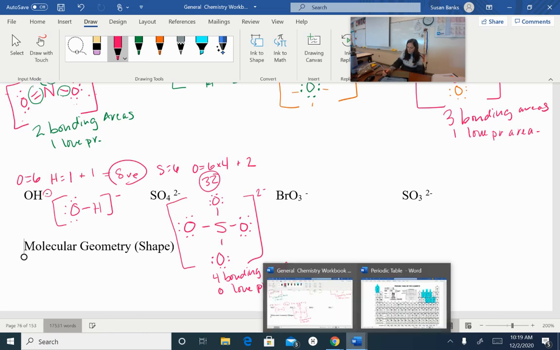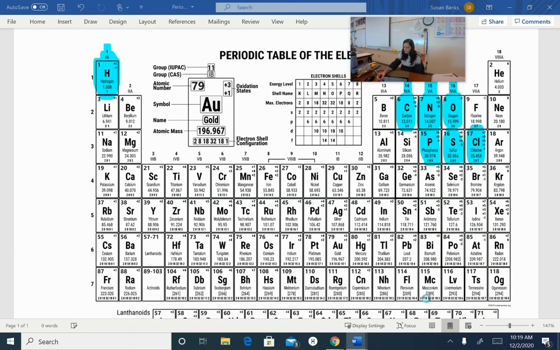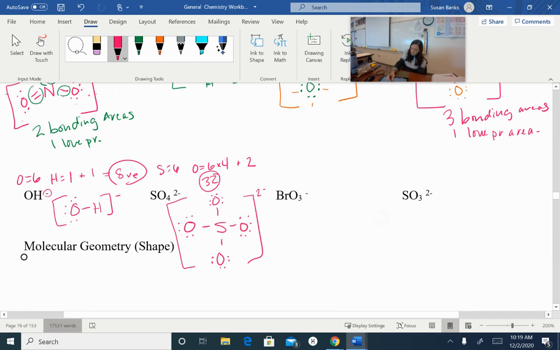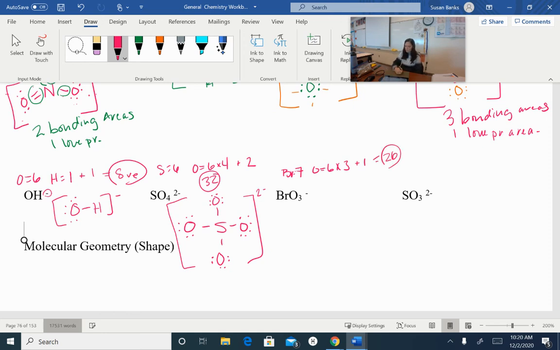Bromine. Let's look at bromine. So this is the bromate ion. We have 7 valence electrons for bromine and 6 for oxygen. So bromine gives me 7 valence electrons, and oxygen gives me 6, and I've got 3 of them, and I've got a charge of -1, so I'm going to add in 1 more electron. So let's see, 6 times 3 is 18, plus 7 is 25, plus 1 more is 26. So I have 26 valence electrons total.